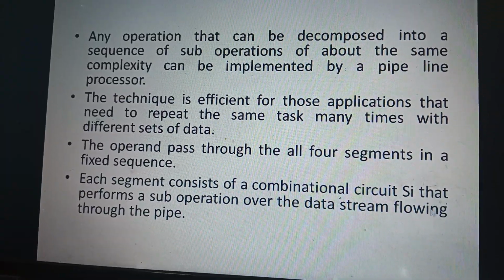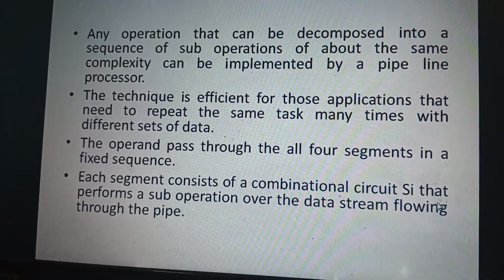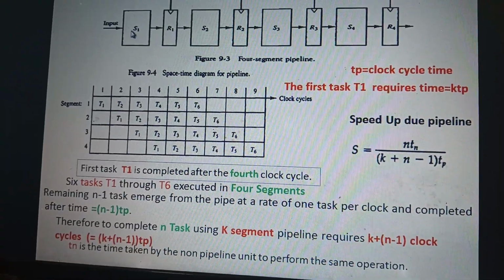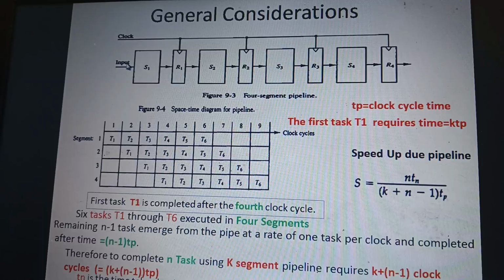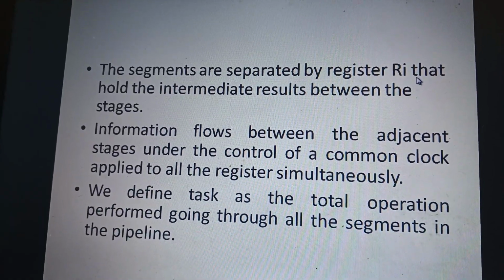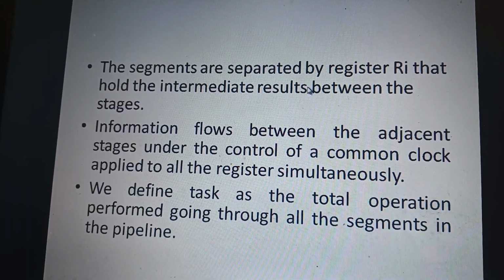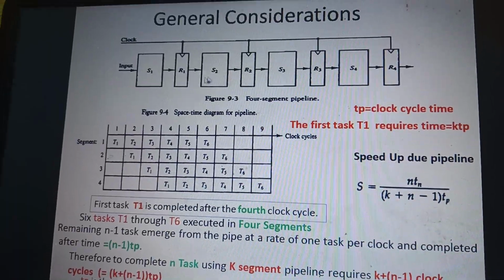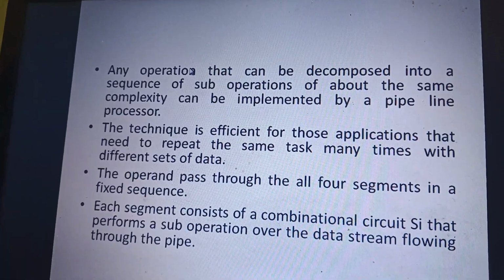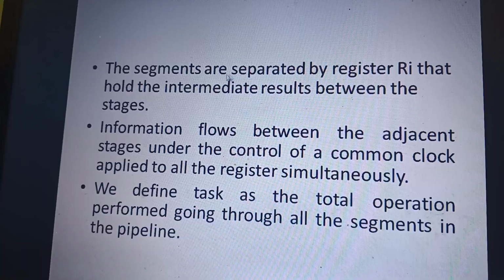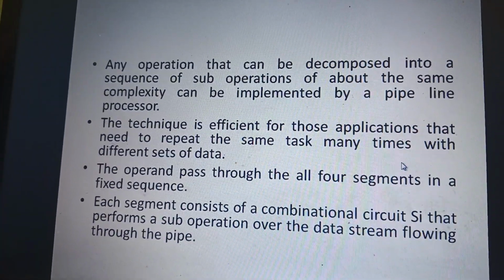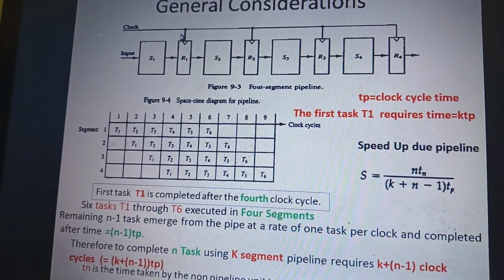Each segment consists of a combinational circuit Si that performs a sub operation. As we have seen, these segments consist of a combinational circuit, and it will perform an operation on its inputs. The segments are separated by registers Ri that hold the intermediate results. The information flow between the adjacent stages is under the control of a common clock applied to all the registers. So we apply one common clock to all.